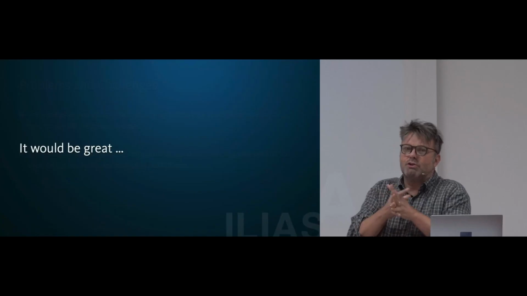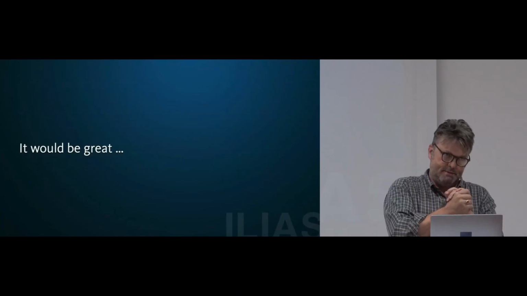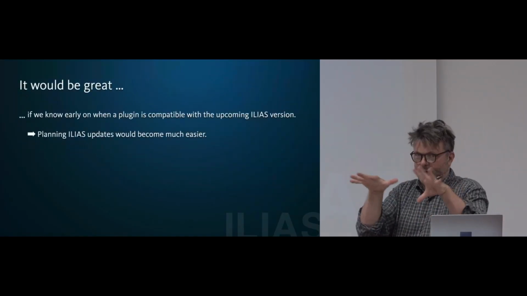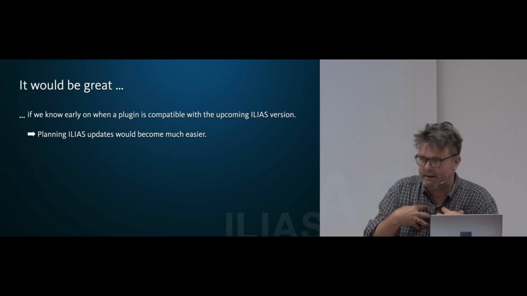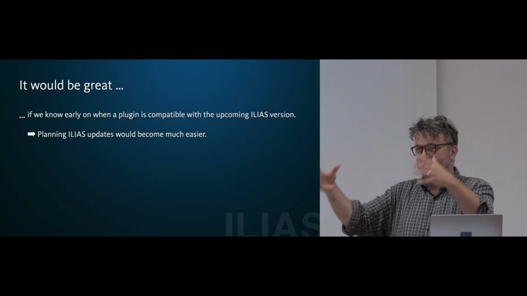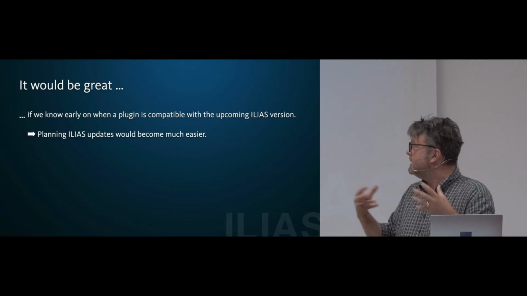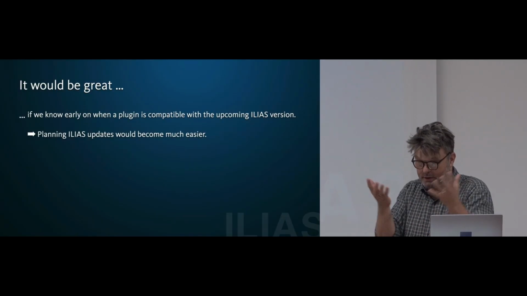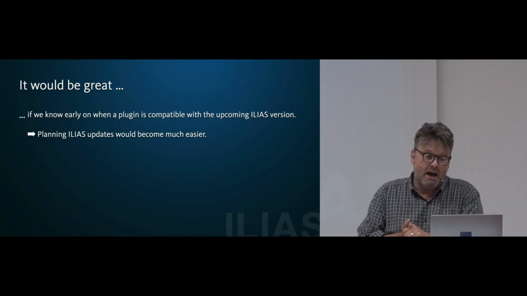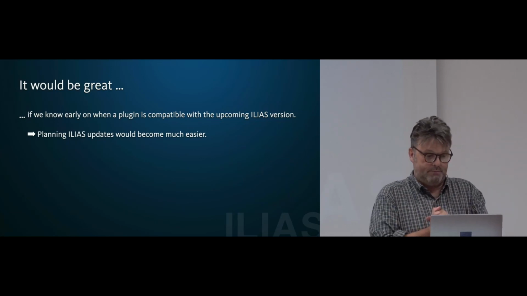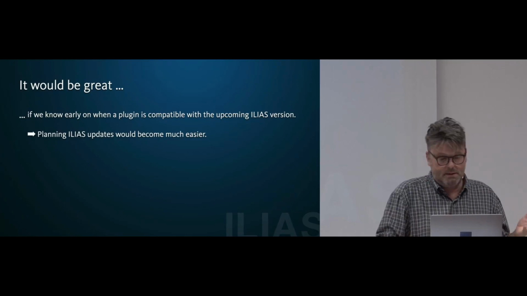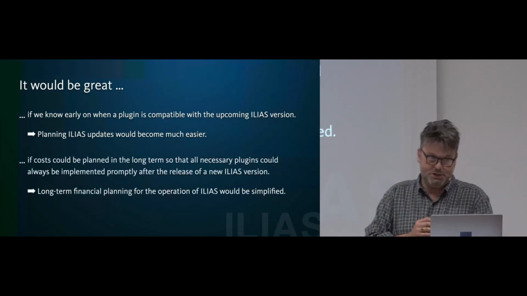So if we want to do something, it would be great, and that's my word, I'm not talking as a product manager of ILIAS now, I'm just talking as one of you that are using ILIAS or want to use ILIAS to support, in this case, our documentation and so on. It would be great for me if I would know early when a plugin is compatible with an upcoming ILIAS version, because it would make planning of ILIAS updates much easier.